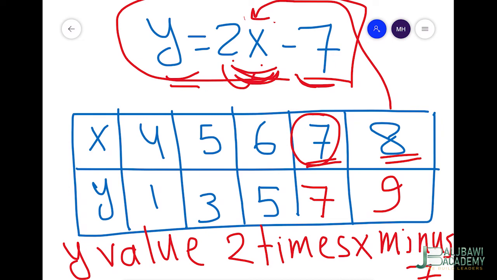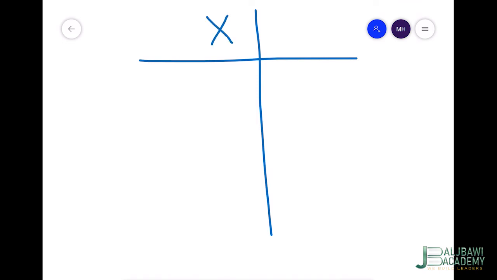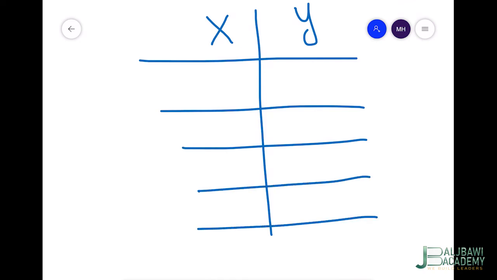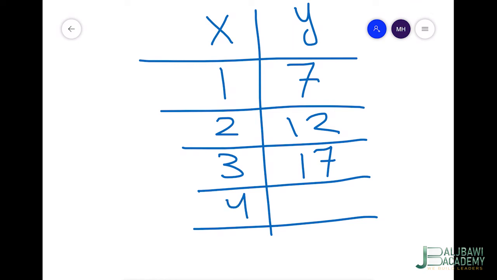Another example. In this example, I will show you how to write an equation from a table, but this equation will not be in one operation, it will be in more than one operation. So I give you some values of x and some values of y, and you will see that the values are not related by one operation. 1 and 7, 2 and 12, 3 and 17, and 4 and 22.